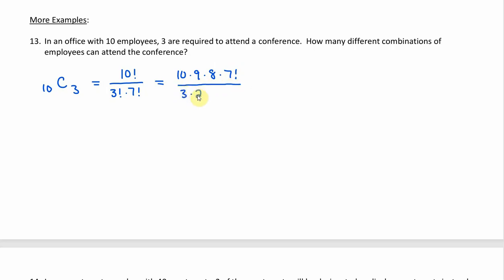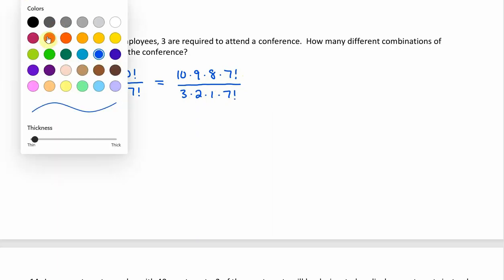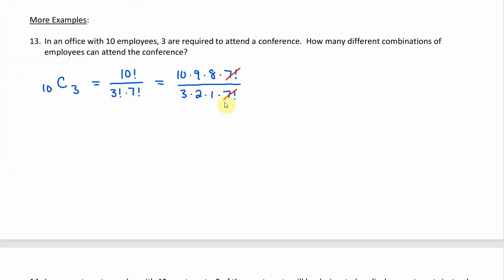And I'll write out the 3 factorial, and then that 7 factorial there. So, okay, we're doing this. And then what else could we do?